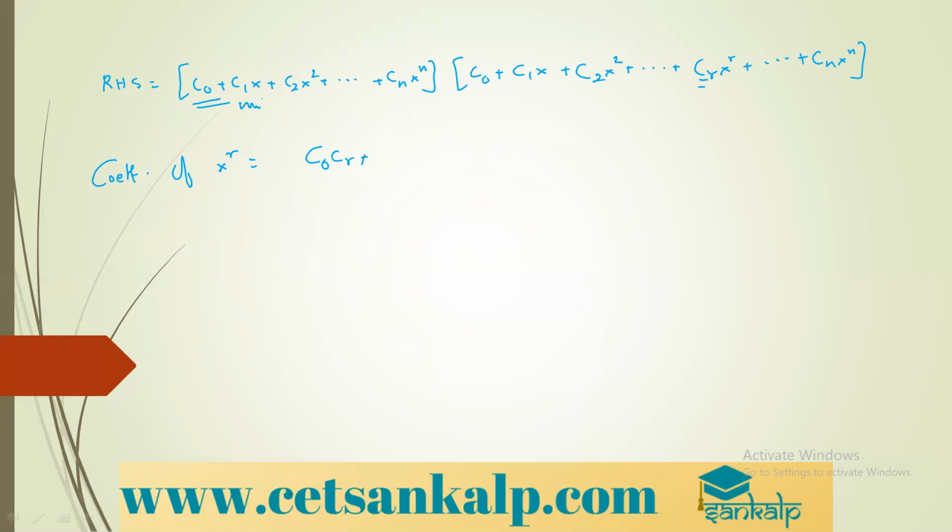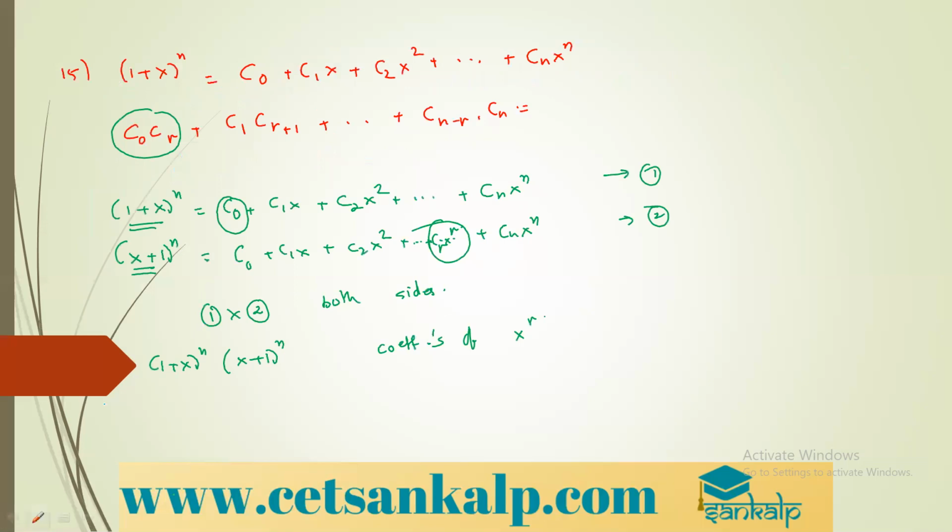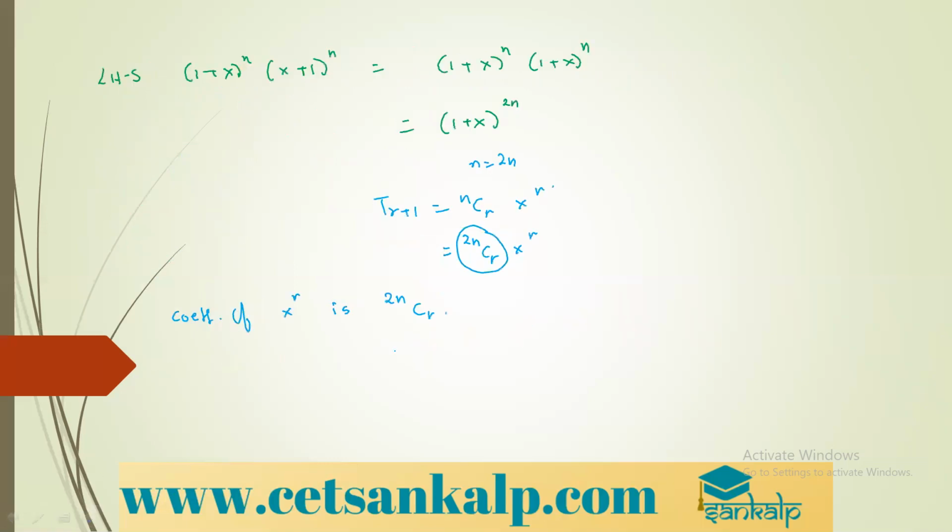Then when I multiply C1, I have to take the coefficient of x power r. So with what do I have to multiply? I have to multiply Cr minus 1 x power r minus 1. C1 I have to multiply with Cr minus 1. C2 I have to multiply with Cr minus 2. Like that, Cn, the last term which I have in the question, Cn I have to multiply with Cr minus n. Am I clear?